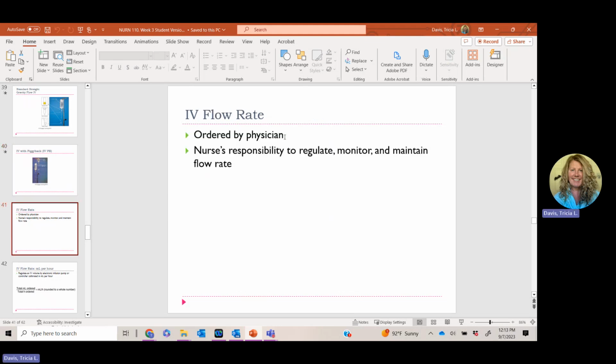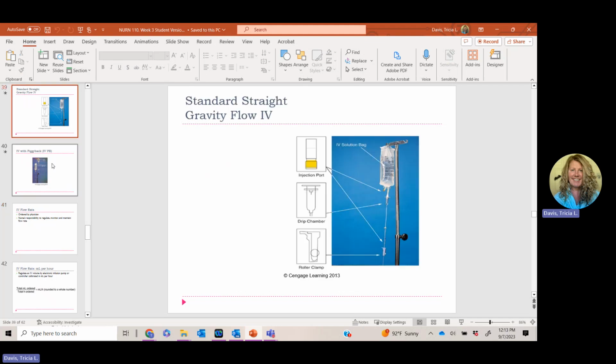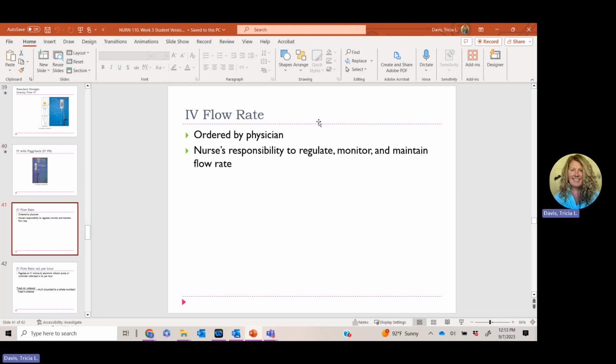So what is the IV flow rate? How do we know how fast we want fluids and antibiotics, potassiums, and things like that to run? These are always going to be ordered by the physician, but it is our responsibility to regulate, monitor, and maintain that flow rate. It's also our responsibility to determine, not all patients always have to have fluids.